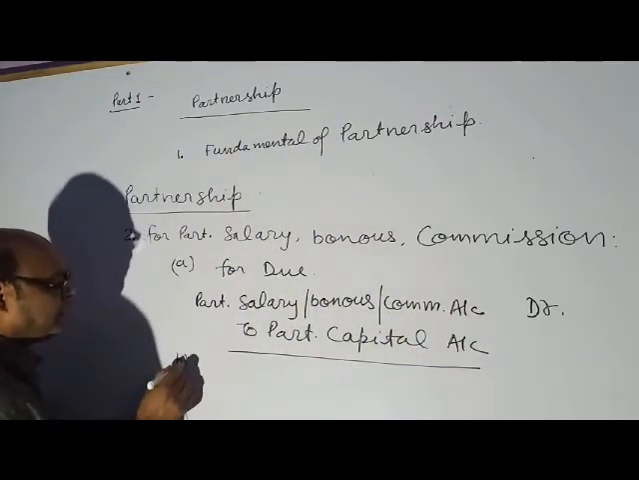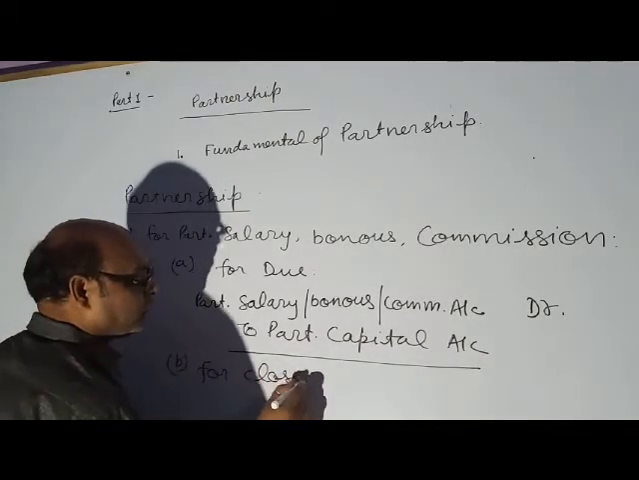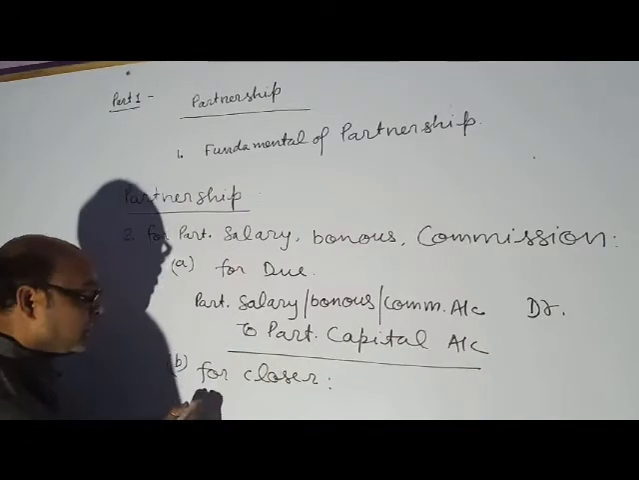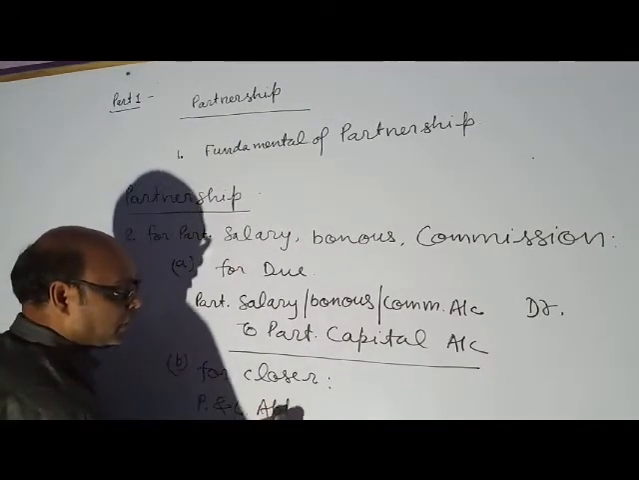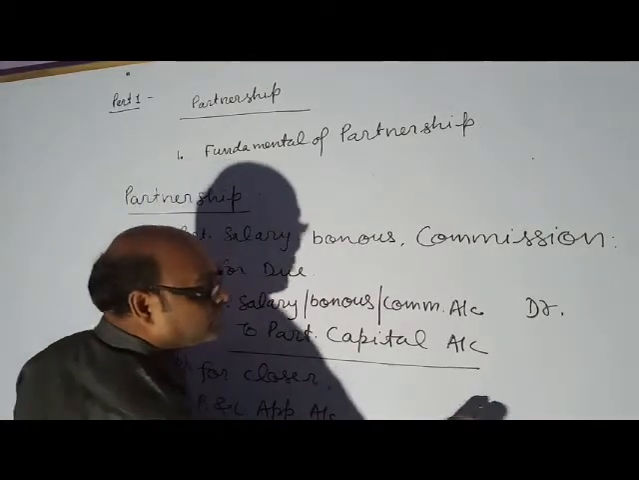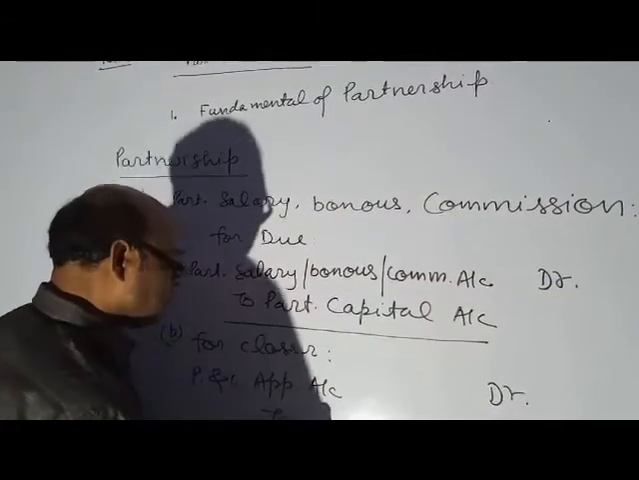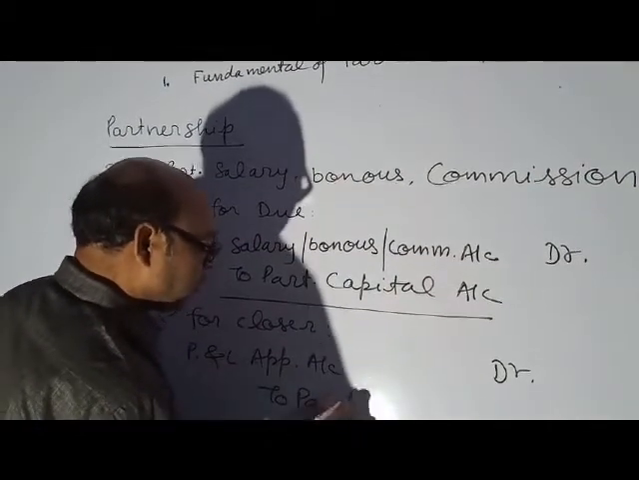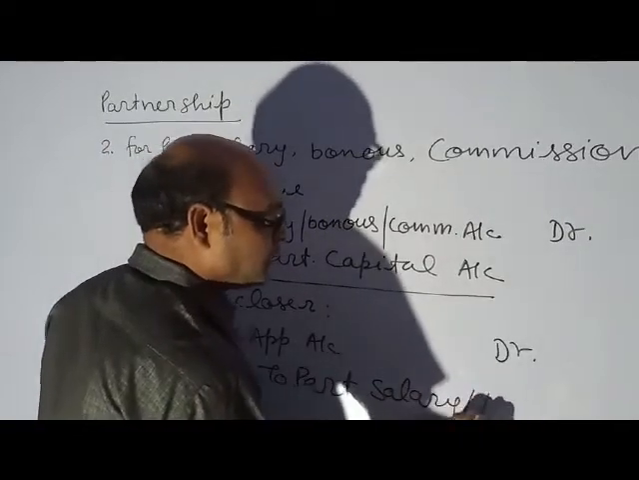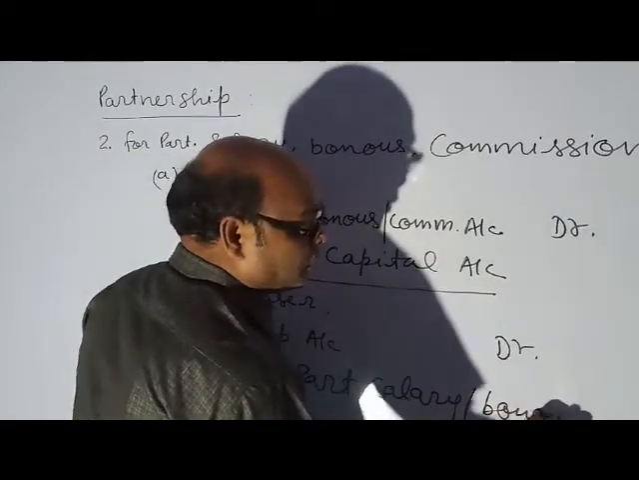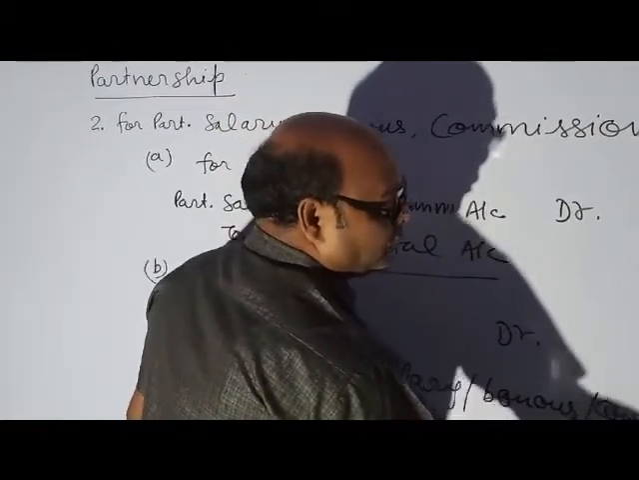And the second entry will be passed for closure: profit and loss appropriation account debit to partners' salary, bonus and commission account.